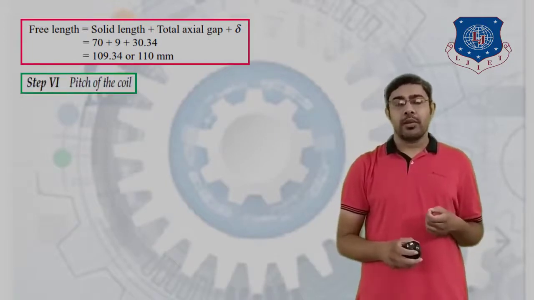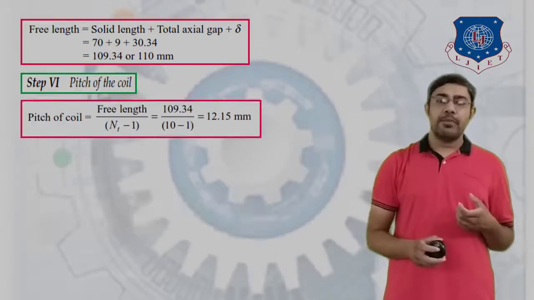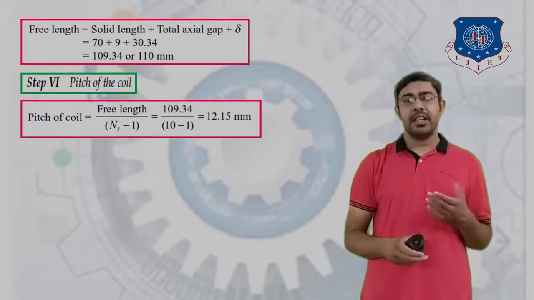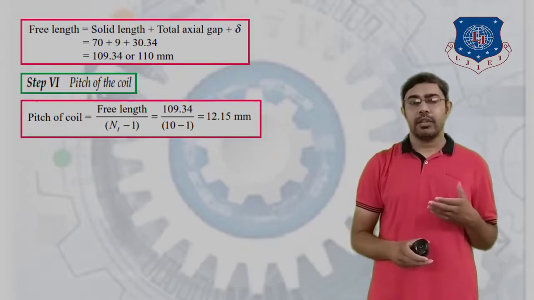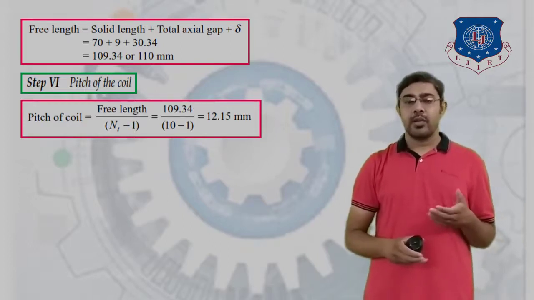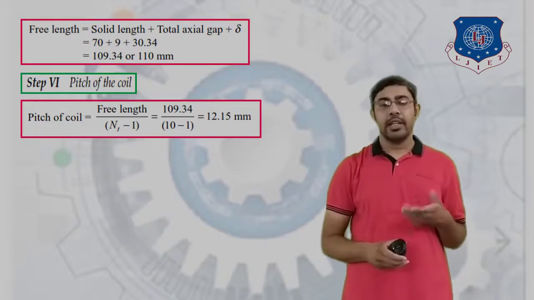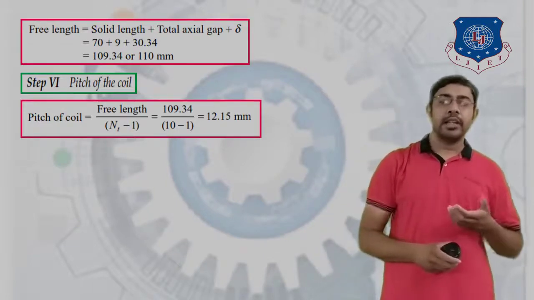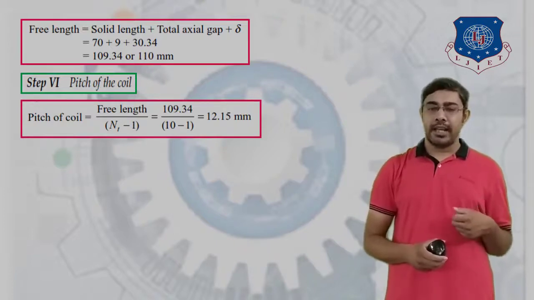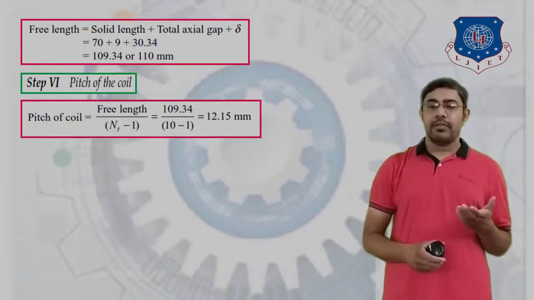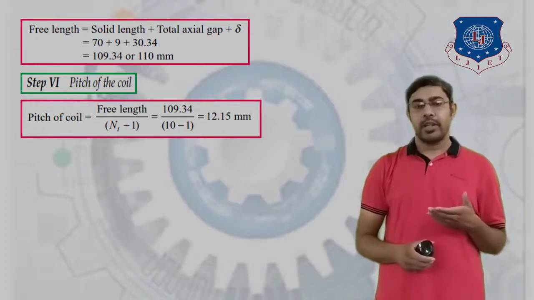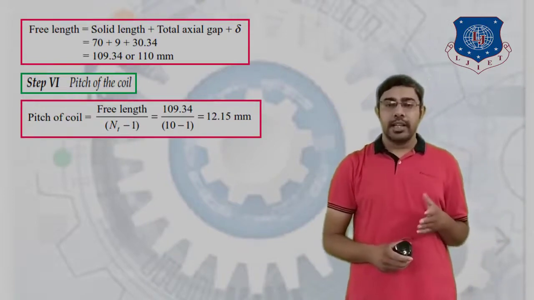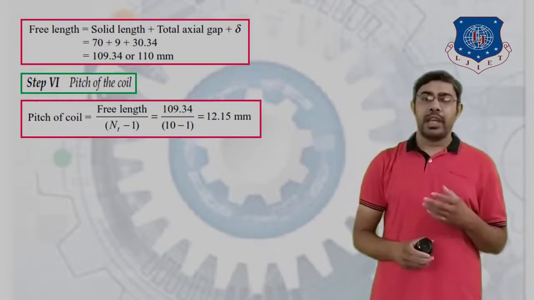Now the pitch of the coil. As we know, the pitch of the coil is the free length divided by the total number of coils minus 1. Here the free length we calculated is 109.34, and NT is 10. If we place these values, we get the pitch of the coil equal to 12.15 mm.